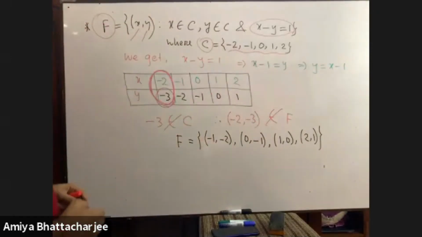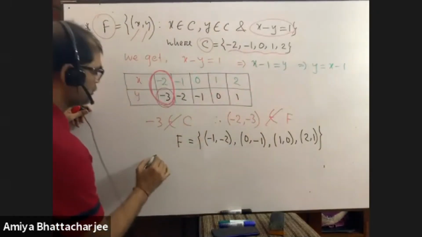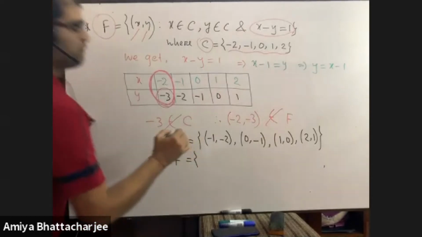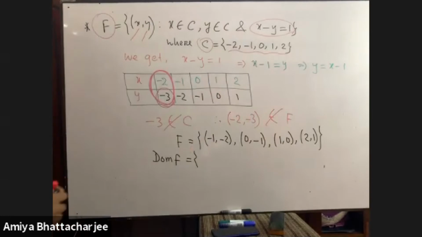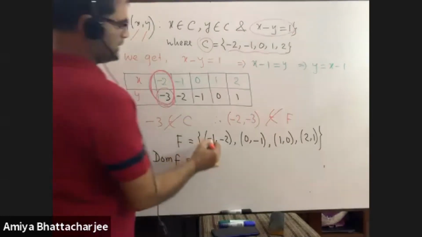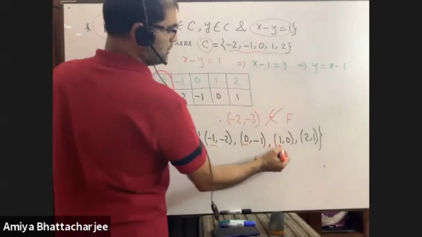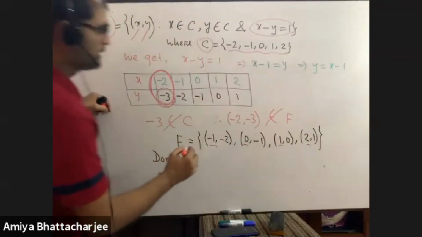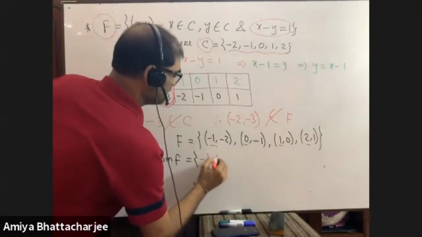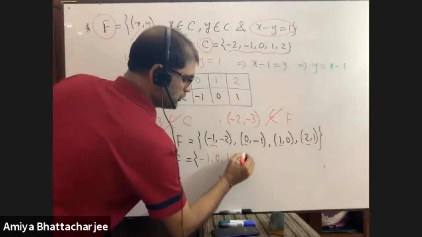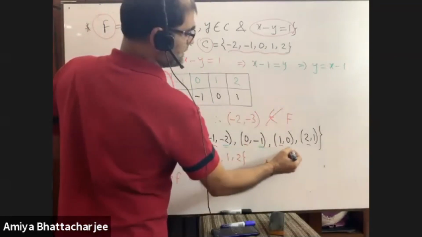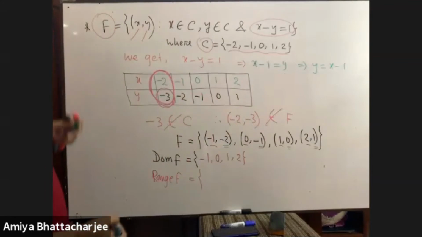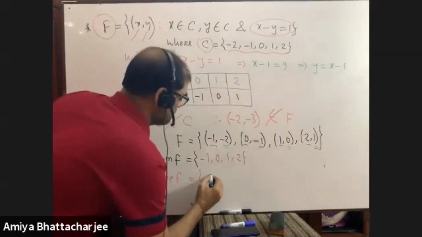Now just let me know what is the domain of F. Domain equals to what? I told you, the first elements of the ordered pairs. What are the first elements of the ordered pairs? -1, 0, 1, 2. So we can write here -1, 0, 1, 2. Can you write the second elements? I have marked the second elements. So what should be our answer? Just let me know. -2.